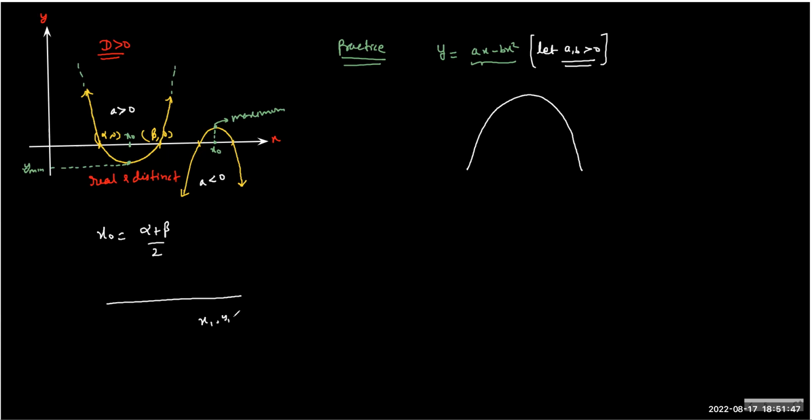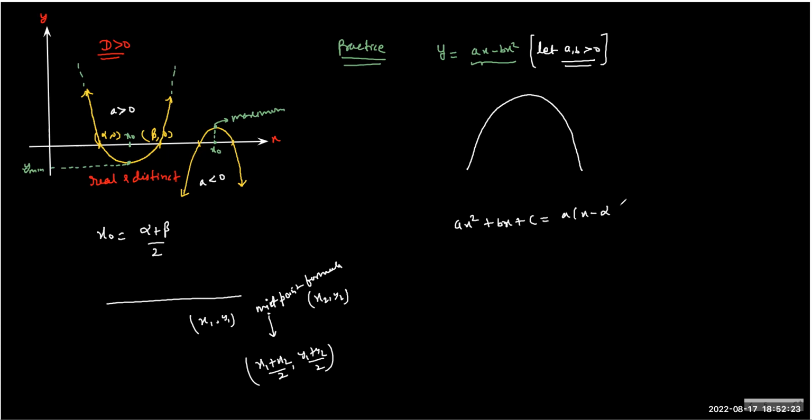So if we have x1, y1, and if we have x2, y2, in vectors we have done this, no? So the midpoint formula is what? x1 plus x2 by 2 and y1 plus y2 by 2. Do you remember this midpoint formula? Yes. So in any quadratic, tell me what is the sum of roots? Minus b by a. How to get the answer? Why is this the answer?